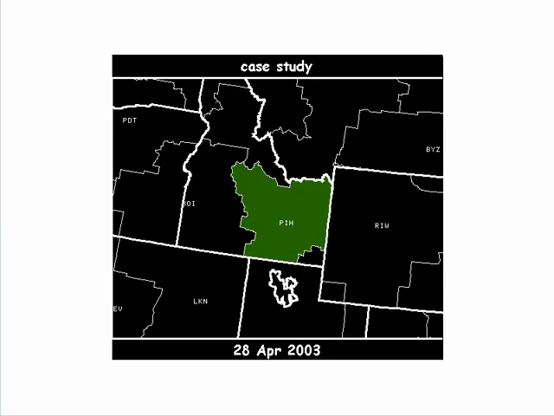Okay, so now we're going to move back out. We're going to move out west. We're going to look at the Pocatello, Idaho CWA from the 28th of April, 2003. And this case is going to show how terrain can affect the evolving severe thunderstorm situation, and how a knowledge of the local terrain in combination with satellite imagery and other data can help us understand where the severe weather is most likely to be.